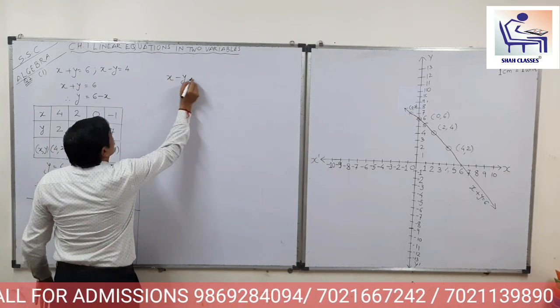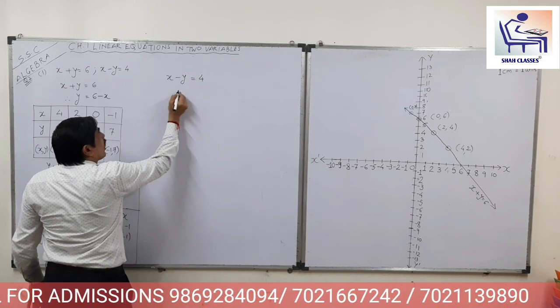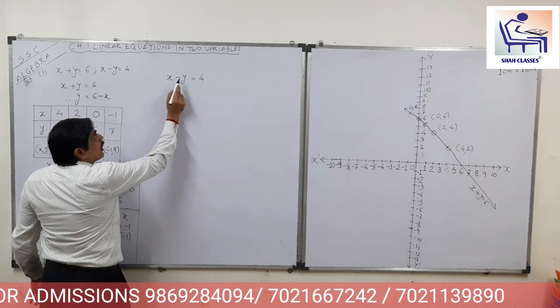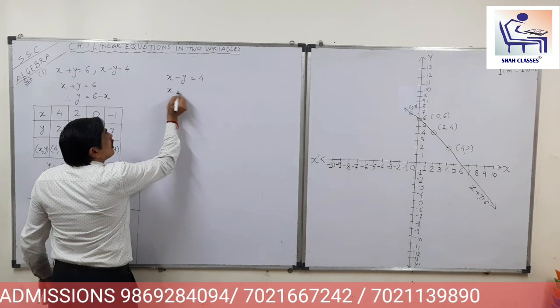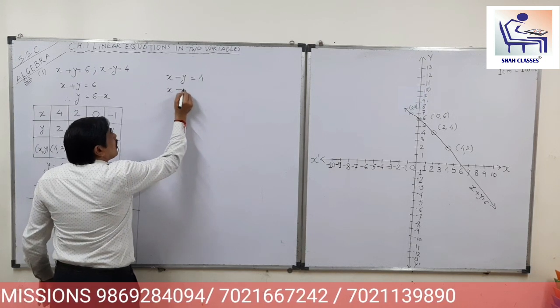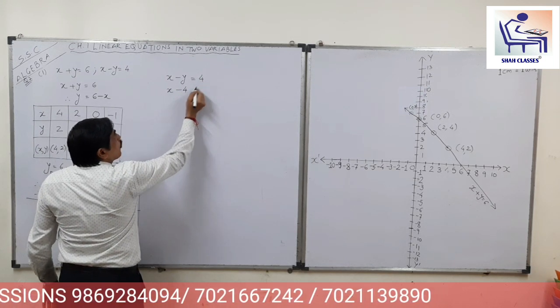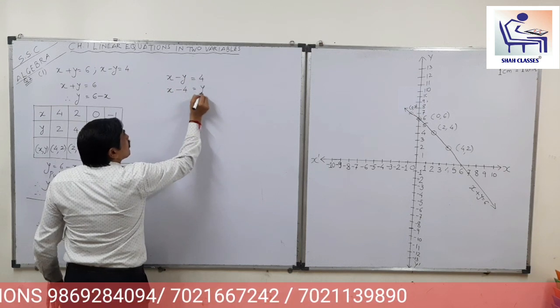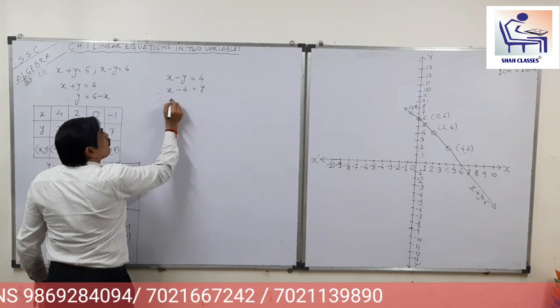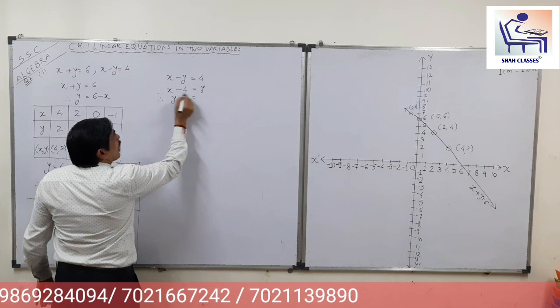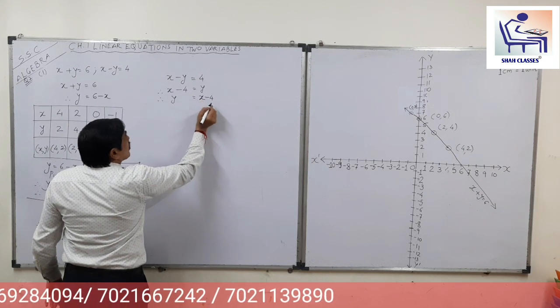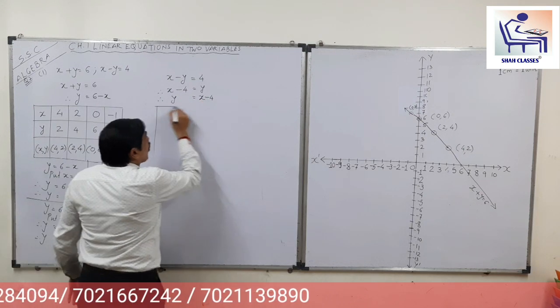First we find the value of y. In this there is a -y. So please transfer it to the other side. And this 4 comes on the opposite side. So this positive 4 becomes negative and -y becomes plus y. So we got the value of y as x minus 4. And now we will draw the table.